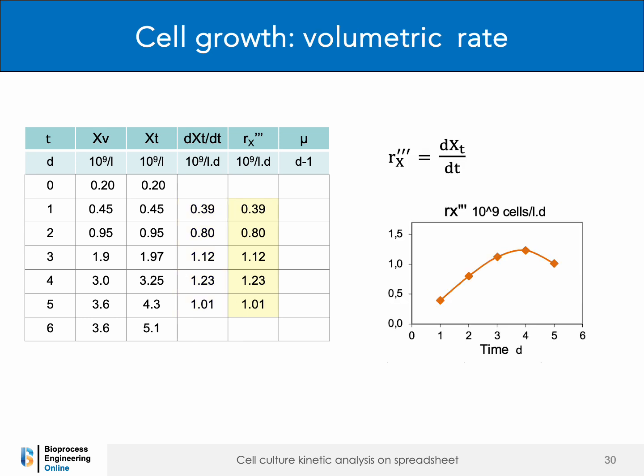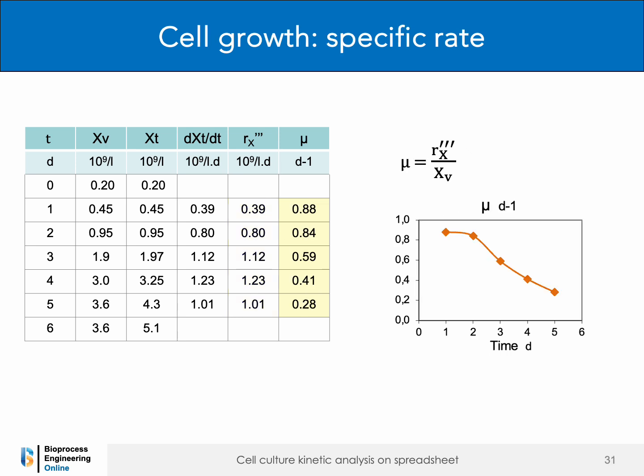Set the volumetric growth rate Rx third equal to dX/dt and graphically display the time variation of Rx third. Finally, calculate the specific growth rate mu equals Rx third divided by the viable cell concentration XV and graphically display the time variation of the specific growth rate.